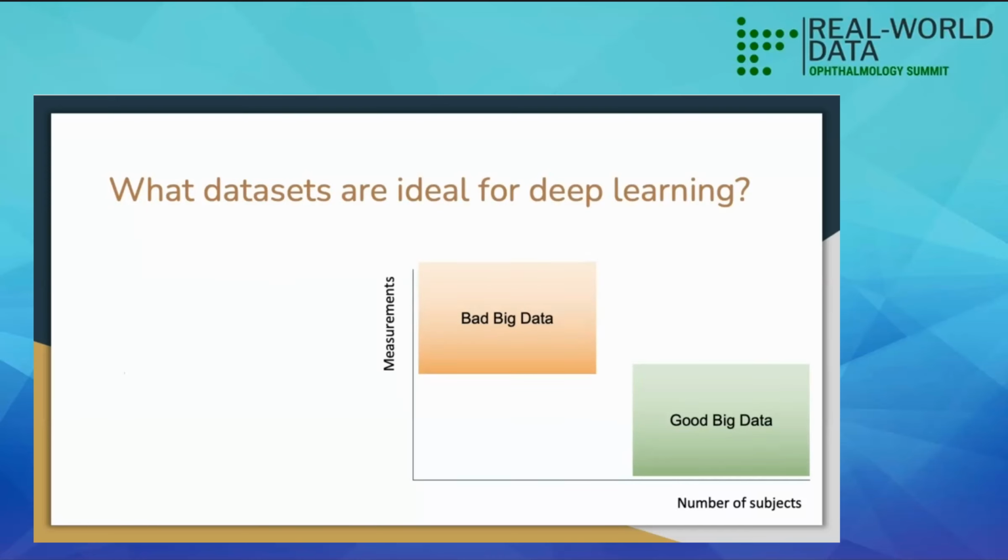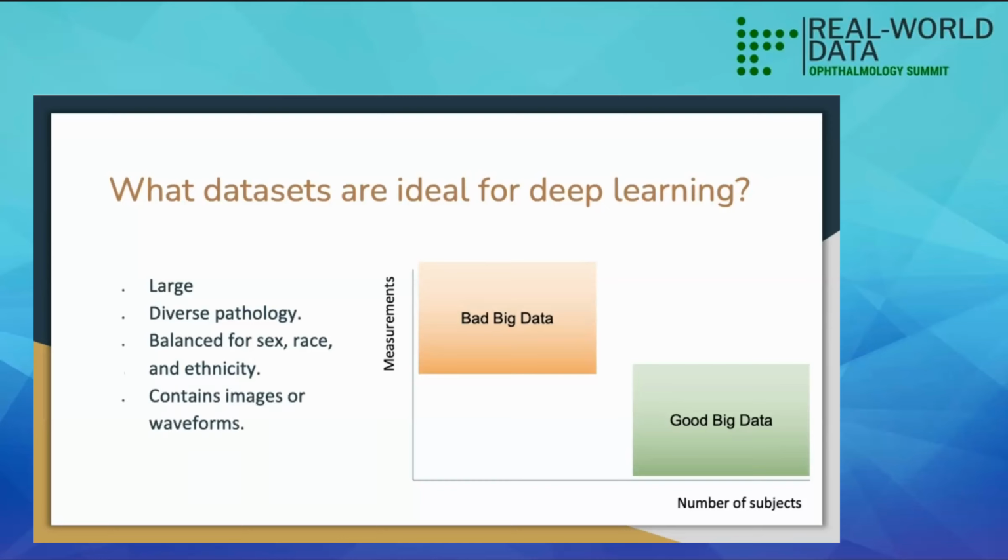This gets at the idea of what data sets are ideal for deep learning. Obviously, like we talked about, they need to be large, they need to have diverse pathology, they ideally want to be balanced for sex, race, and ethnicity, and contain images or waveforms.